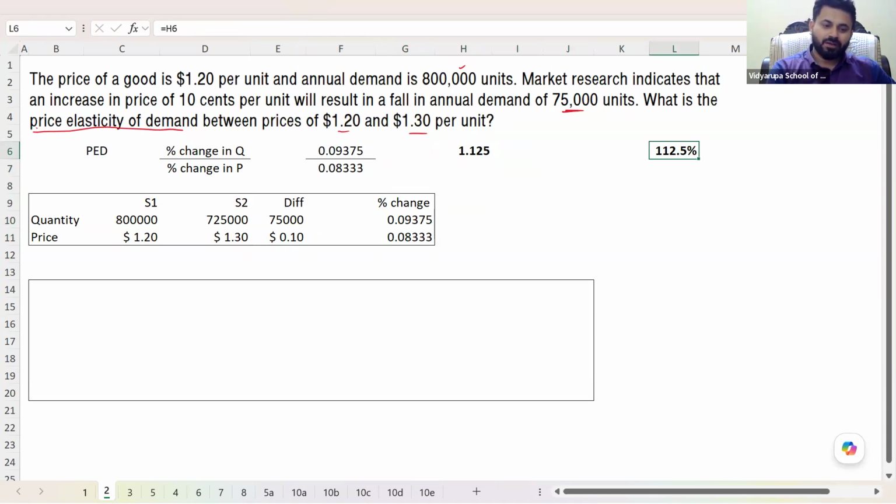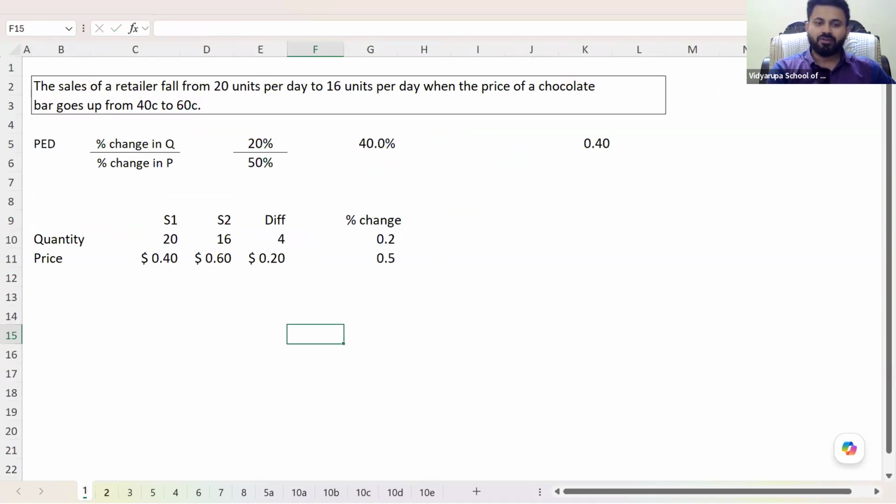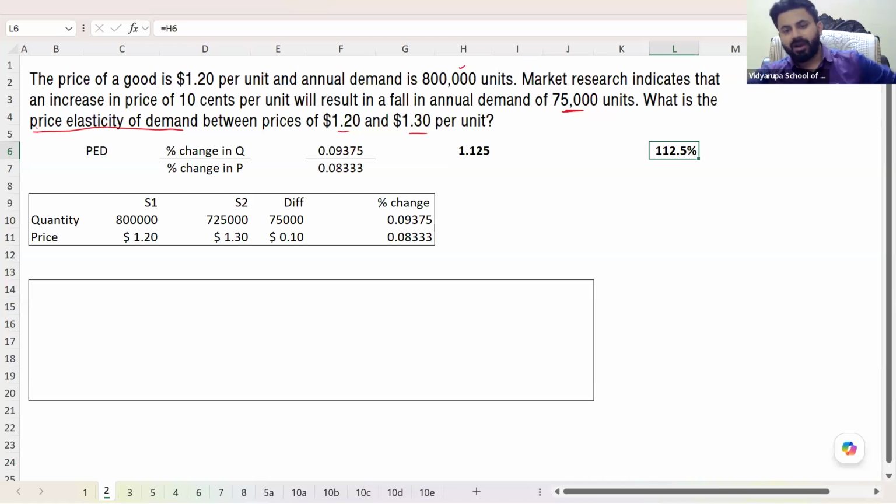So here we could say 1.125 or 112.5%. Two values, two different ways of expressing it. I hope you do agree. I hope you do concur. That takes us to the next part.